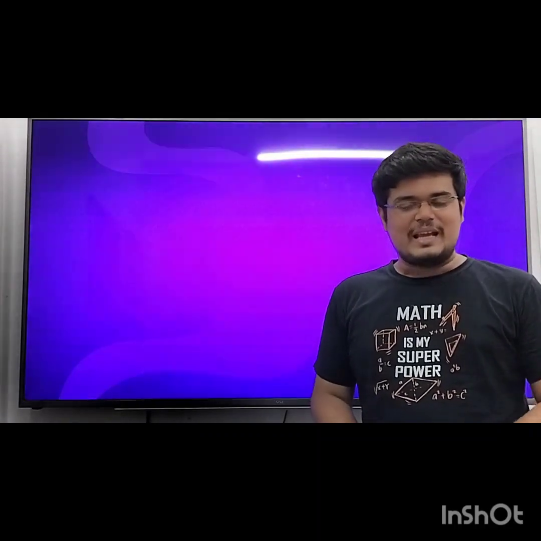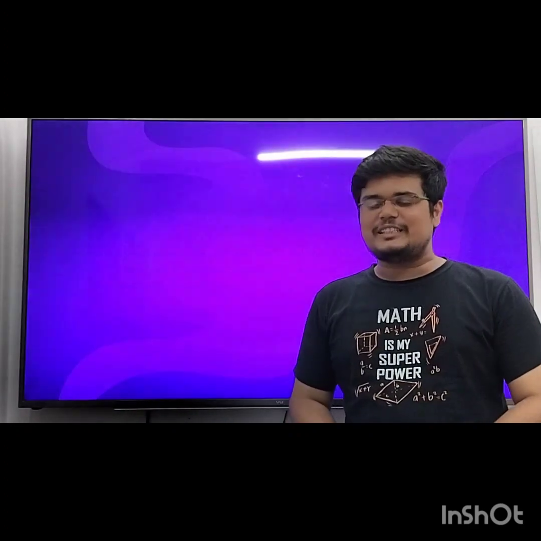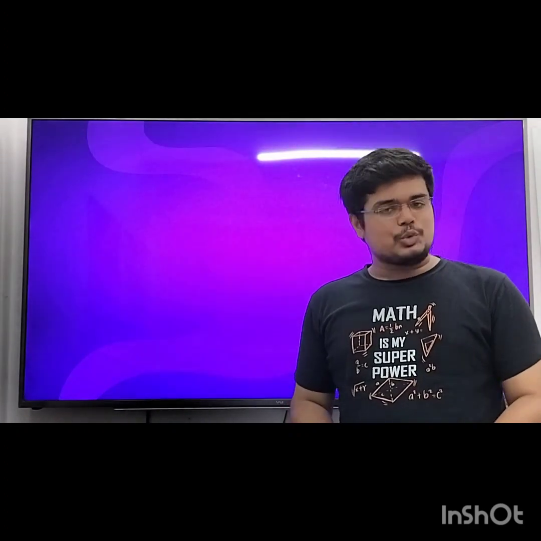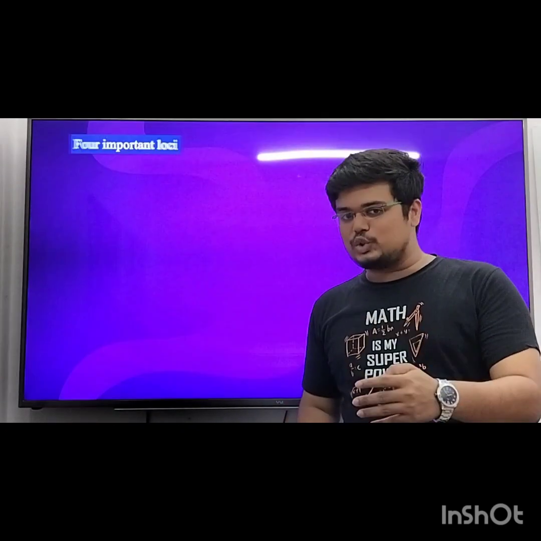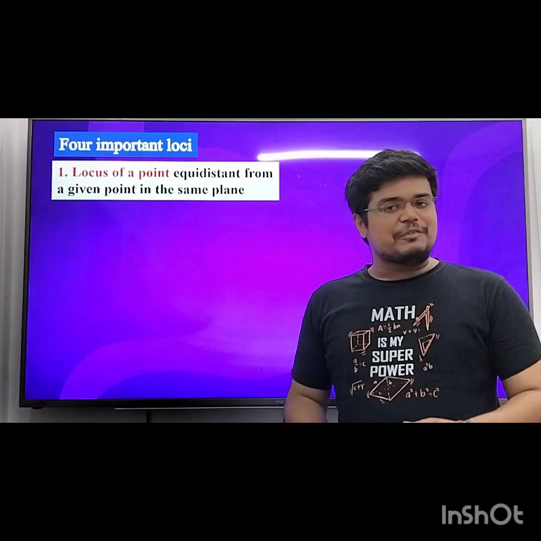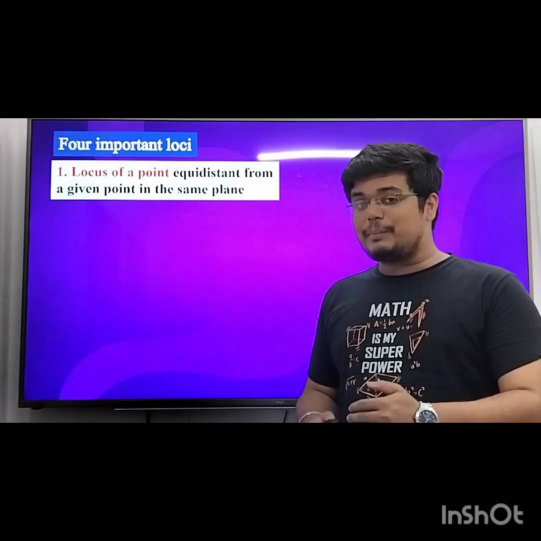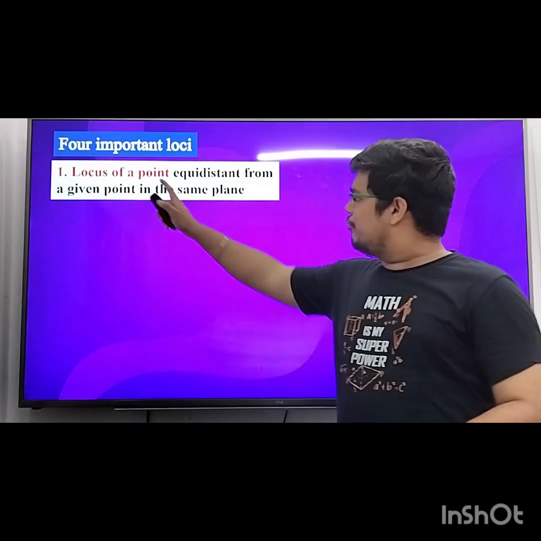Hello students, in this video we'll understand some basic concepts related to chapter 16 from grade 10th ICSE Locus. So what we'll understand is the four important loci that we have in this chapter. So let us begin with the first one. The first one is locus of points which are equidistant, that means they are at equal distance from a given point in the same plane.